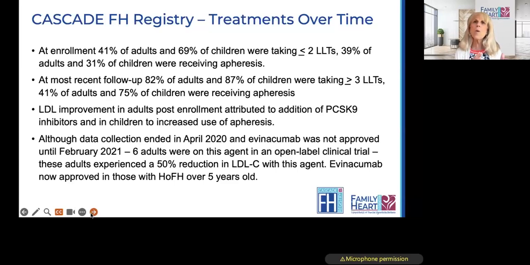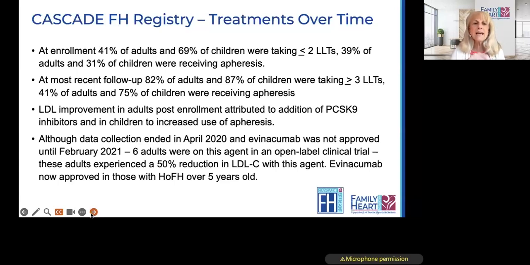And so what we can glean is that the improvement in adults in terms of their LDL levels from the time of enrollment until the data cut was the addition of PCSK9 inhibitors. And for children, it was the increased use of apheresis.